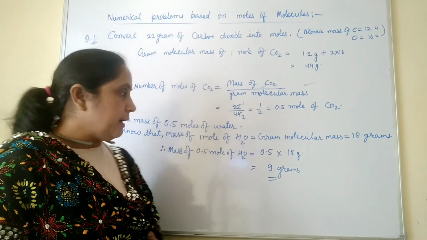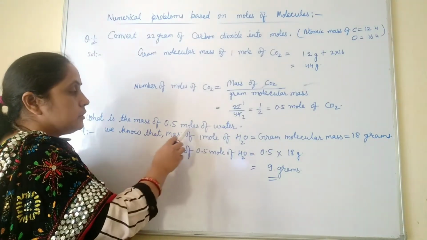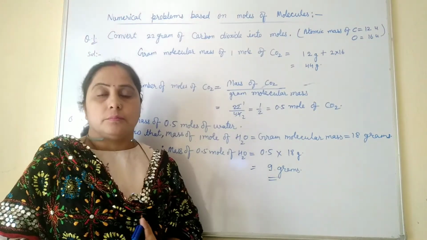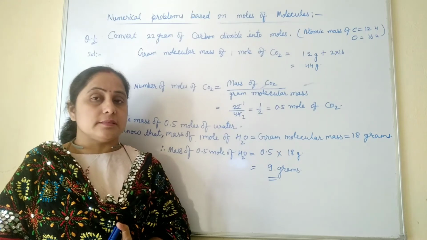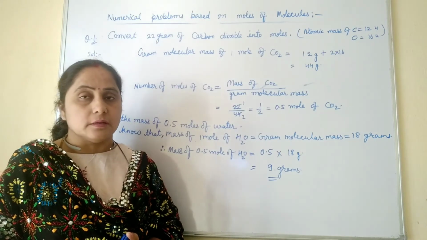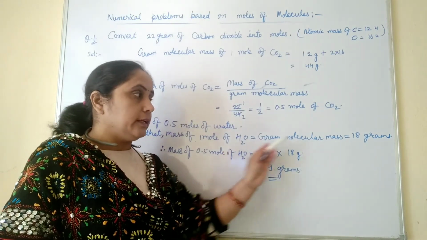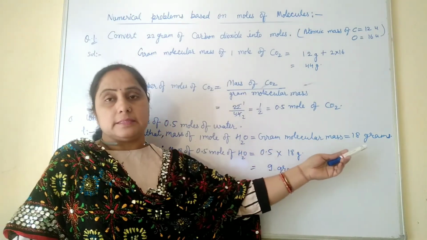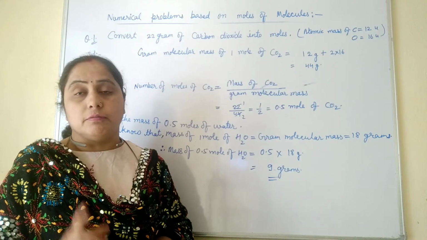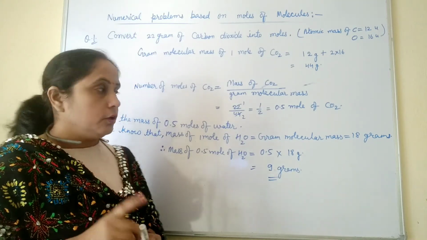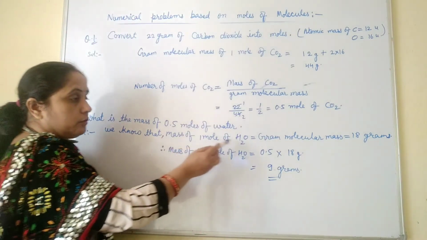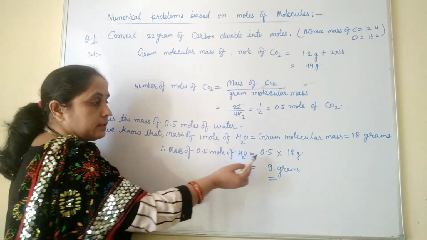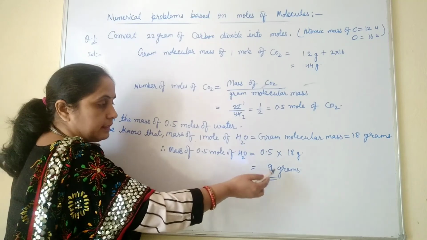Now the second question we have: what is the mass of 0.5 moles of water? We know that the mass of 1 mole of a substance is equal to its gram molecular mass, and the gram molecular mass of water is 18 grams. This 18 grams is the mass of 1 mole of water. So the mass of 1 mole of water is 18, therefore 0.5 moles of water is 0.5 × 18, that is 9 grams.